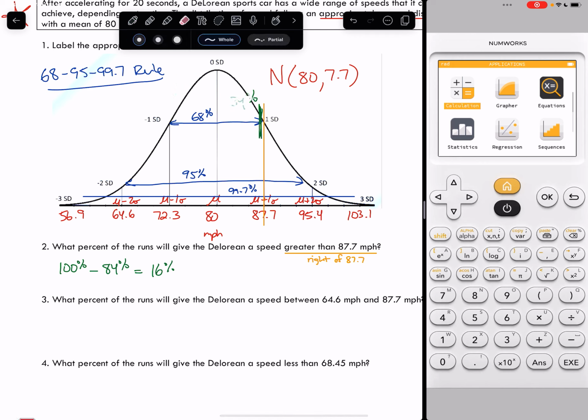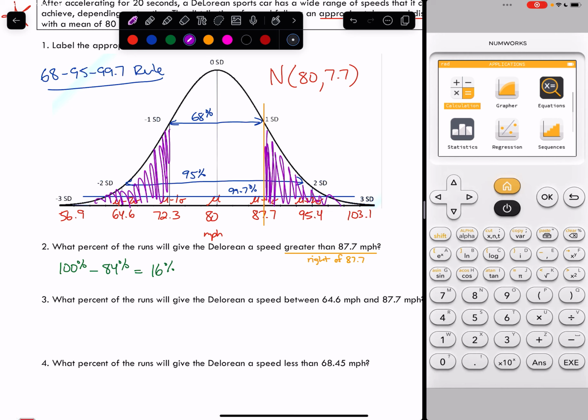The other way we could think about this is, again, we know we're trying to find this shaded part to the right. And so if that's the case, I can think about the fact that if I look at both of those shaded parts on both sides, that's basically my entire graph minus this middle section. And so what do we know about the middle section? Well, the middle section is 68%. So I could also think of this as 100% minus that 68% in the middle, and that gives me 32%.